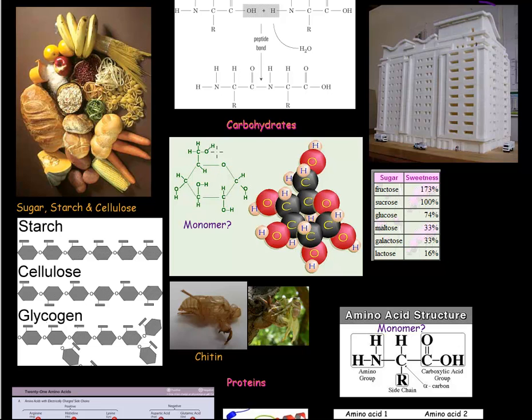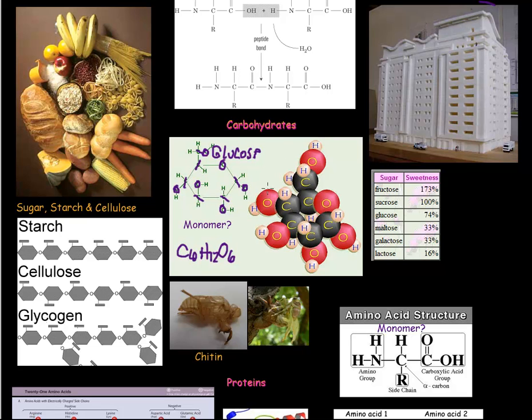Carbohydrates, the monomer is glucose. And it is C6H12O6. There's 1, 2, 3, 4, 5, and 6. If you want to count the rest of them, there's 1, 2, 3, 4, 5, 6, and take my word for it, since you can see there's 2 for each one of those, we've got 12. This is the way you would draw it. This is the way it's sort of configured.